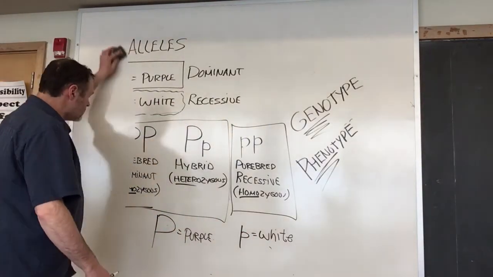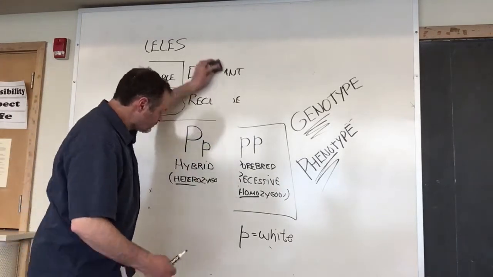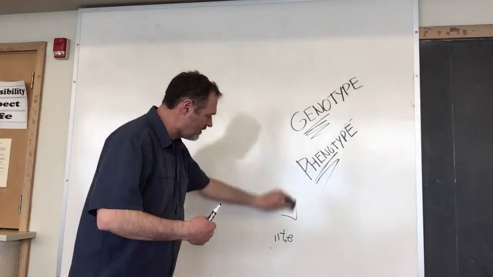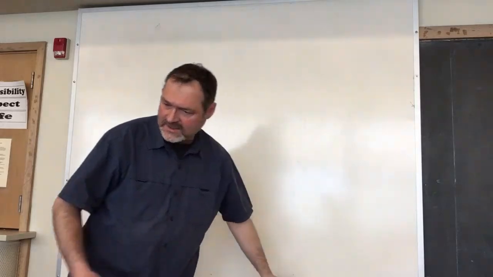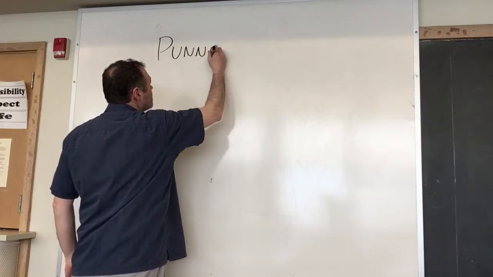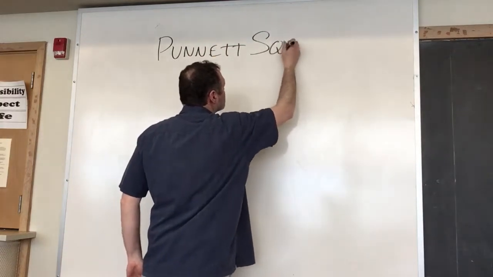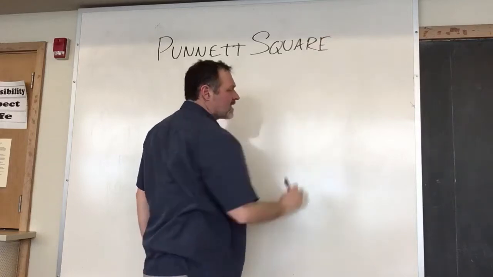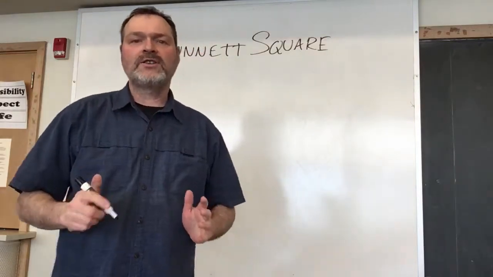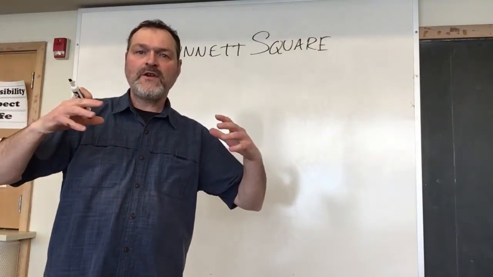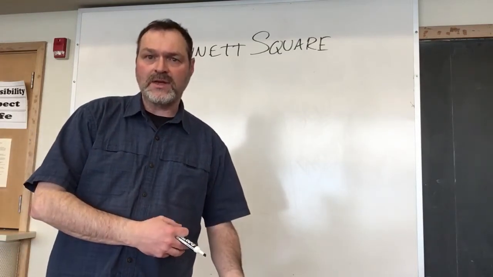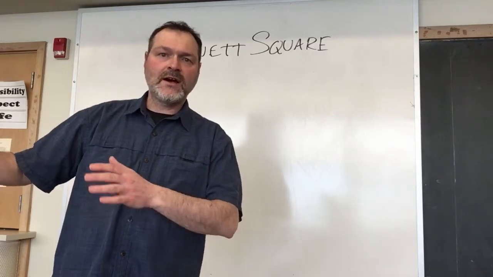I want to then introduce one other idea. And this is the idea of the Punnett square. Actually invented by a lesser-known geneticist named Punnett. But this is simply a way for us to be able to figure out what the genotypes and phenotypes of offspring are going to be if we know the genotypes of the parents.